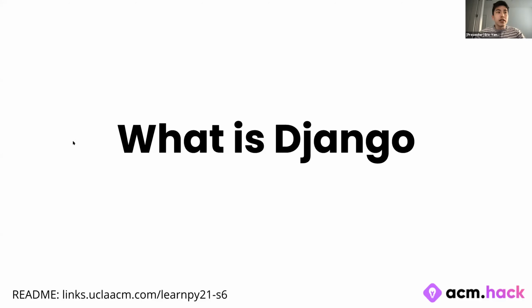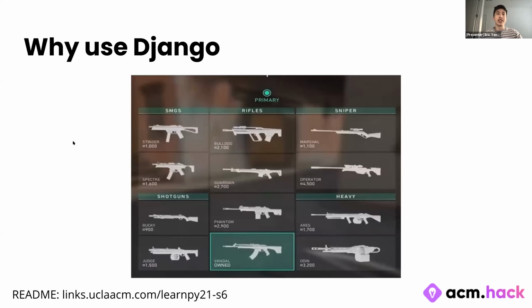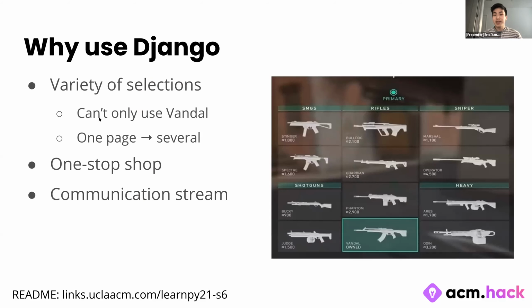All right, next up, why should we use Django? Well, if any of you guys have played Valorant or CSGO, something like that, one comparison that I'm going to use is the shop that you have before rounds. All right, let's look at some of the comparisons we can make between Django and the Valorant shop. So first of all, in the shop, as you can see, there's a variety of selections. So earlier, Alex coded one HTML page, and let's just say it was the Vandal here.